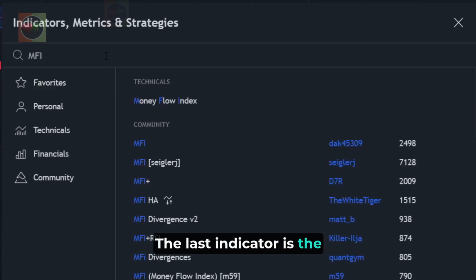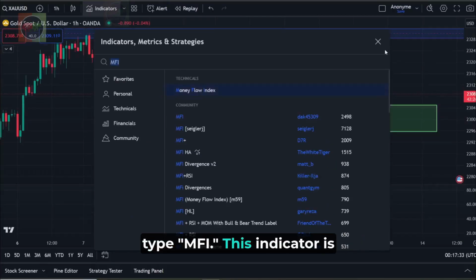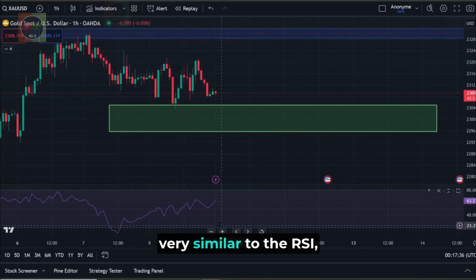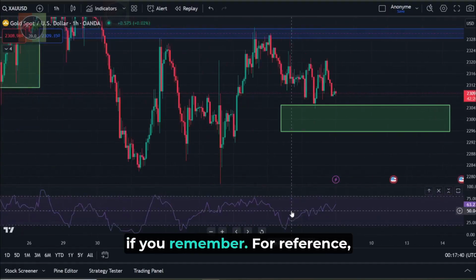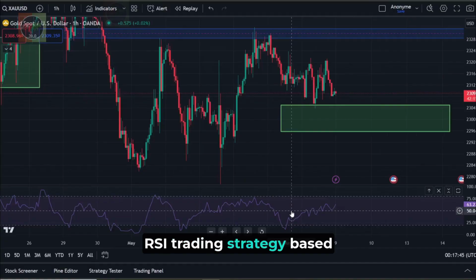The last indicator is the money flow index. Click on the indicators box and type MFI. This indicator is very similar to the RSI, if you remember. For reference, I explained in a whole section the RSI trading strategy based on the divergence of this indicator.